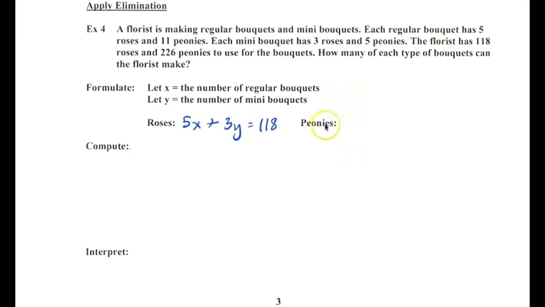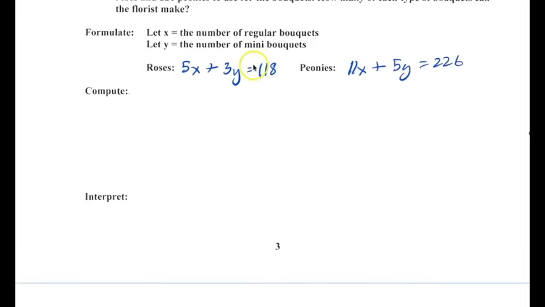We're going to do something similar for peonies. In the regular bouquets, it's 11. That's 11X plus 5 peonies in the mini bouquets for a total of 226. So these are 2 equations. If you look at it, they're both in standard form. So the easiest way to solve this will be by elimination. Let's rewrite it right here. 5X plus 3Y equals 118. And 11X plus 5Y equals 226.